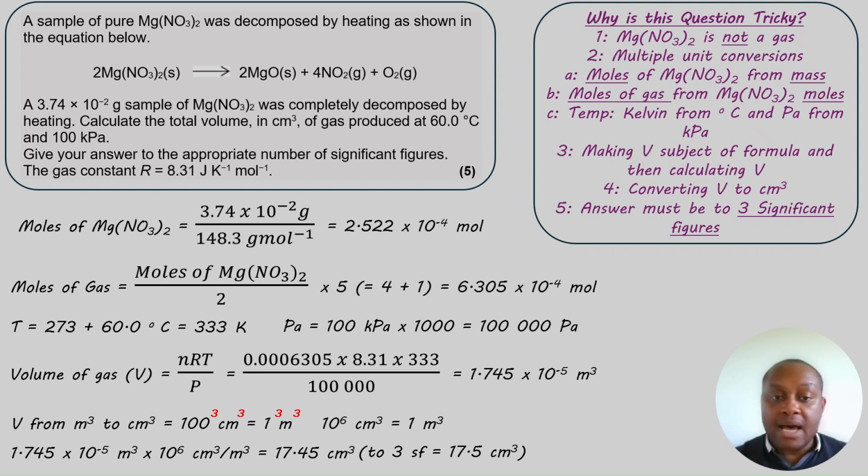Okay, let's take a look at how this question will be marked. First, converting the mass of magnesium nitrate to moles will be M1, so the first mark. Then obtaining the correct number of moles of gas will be the second mark. M3 would be the unit conversions that are necessary, so converting the temperature and converting the pressure. M4 would be to obtain the volume by substituting into the equation. M5 is going to be converting that volume in meters cubed to the appropriate number of significant figures in cm³.